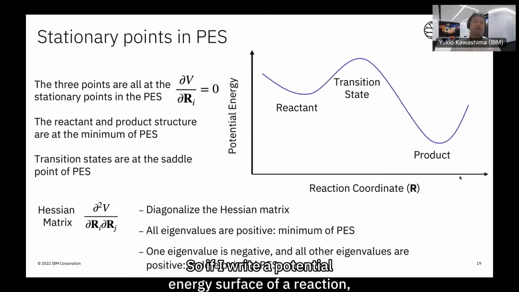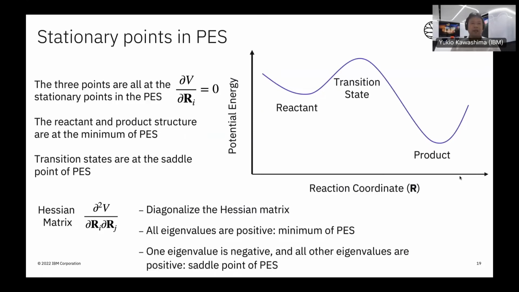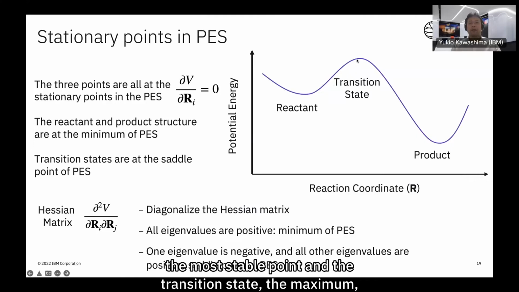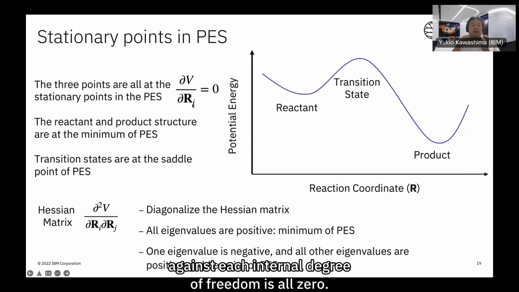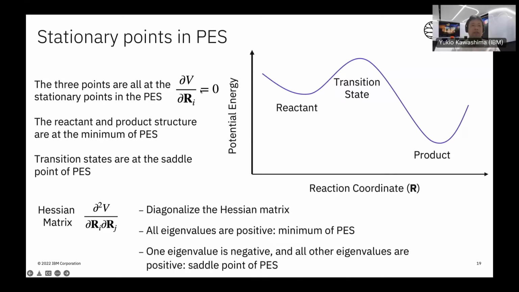So if I plot the potential energy surface of a reaction, I'll get a potential energy surface like this. Here is the reactant, the most stable point, the transition state, the maximum, and the product state, the minimum. All three points are stationary points in the potential energy surface. What I mean by stationary points is that V is the potential energy, and its first derivative against each internal degree of freedom is all 0. So they're all 0 for these three points.